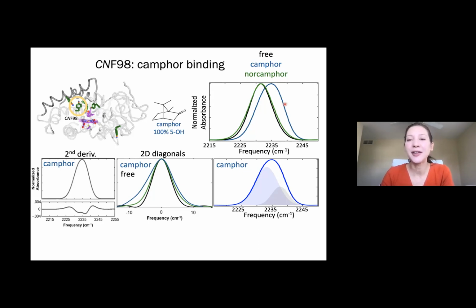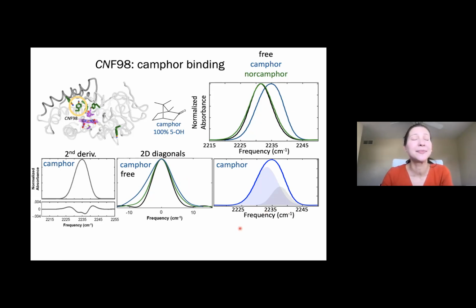So if I have 2 underlying bands and they have different transition dipole strengths, they will differentially appear in the 2D versus the linear. Here I've taken the 2D diagonals of the data in the 3 bands and overlapped them to accentuate the line width changes. And you can probably see that the camphor clearly has an asymmetric shoulder, and it did in fact best fit to 2 states.